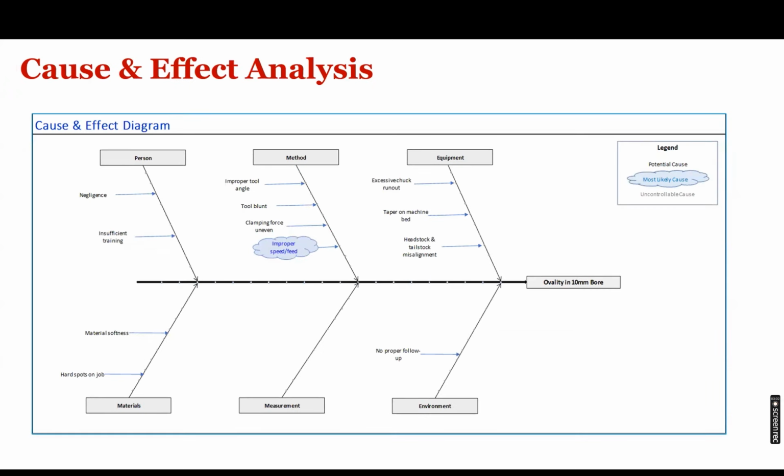After the root causes from the brainstorming session are finalized, we resort to a very important quality analysis, which is called fishbone analysis, or Ishikawa analysis, or cause and effect analysis, where all the root causes we group under respective categories like person, method, equipment, environment, measurement, materials. Ten years back, the categorization was mostly done under six M's: man, machine, method, measurement, material, and mother nature.